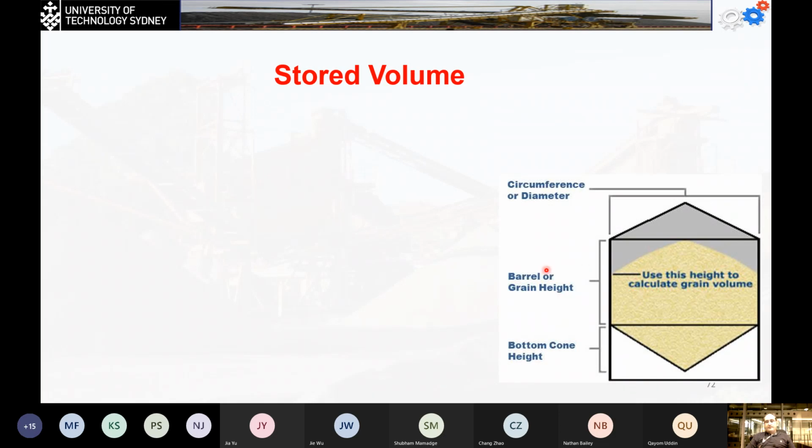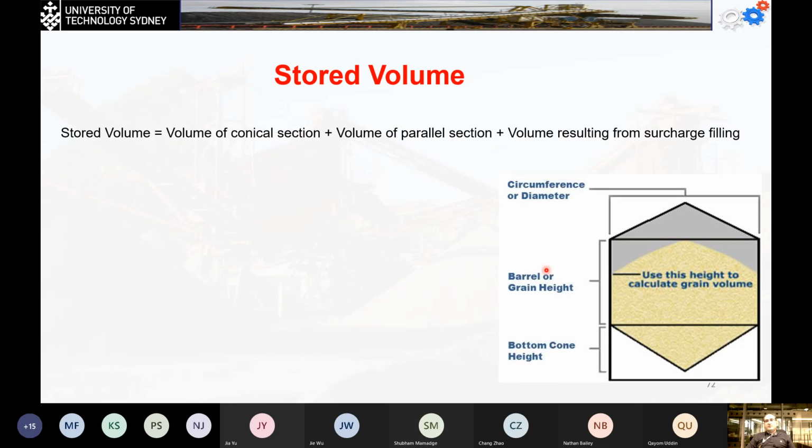So the stored volume is going to be equal to the volume of the conical section plus the volume of the parallel section plus the volume resulting from the surcharge filling. So the volume is going to be found by using this equation, and we can get what will be the total volume of the stored material inside the silo.